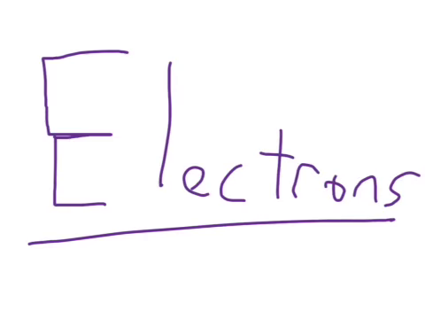Mini lesson on electrons. Only electrons can flow through the current. This is because they are lighter and are farther away from the inside of the atom.